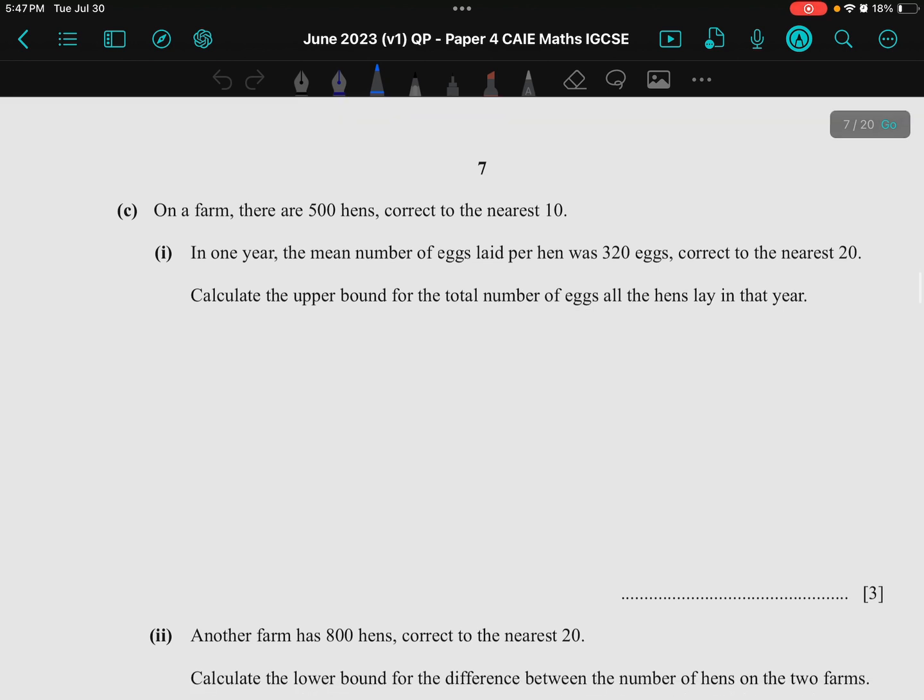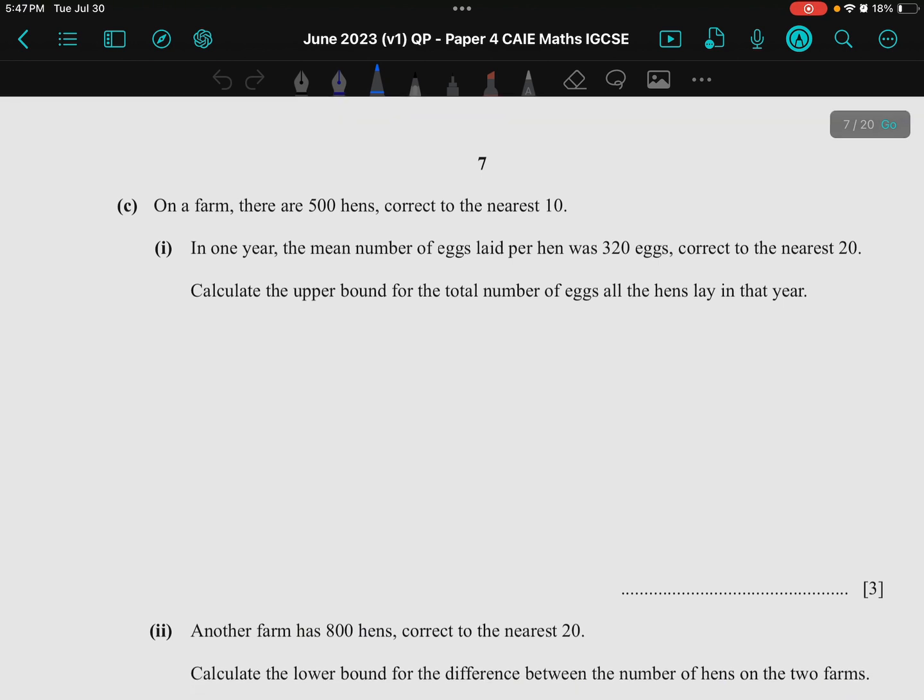So now we will do part number C of this question. On a farm there are 500 hens. Correct to the nearest 10. So nearest 10, what is the meaning of nearest 10? That is 500, the total number of hens, plus minus 10 upon 2. So from here you will get two values. 500 plus 10, that is 510 divided by 2, 505.